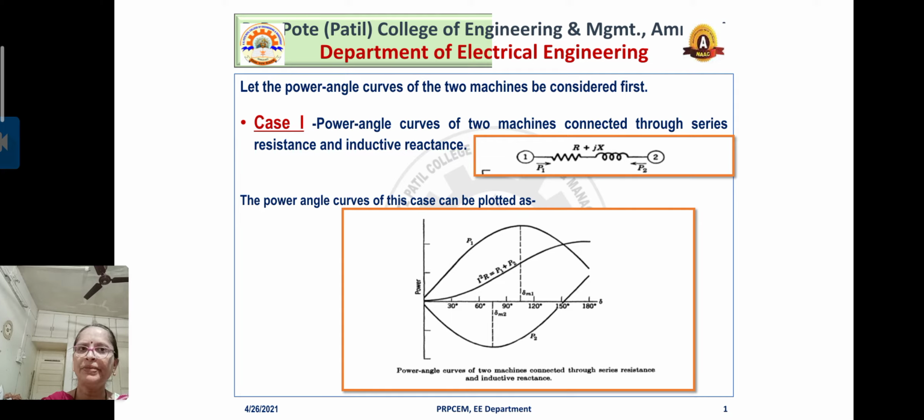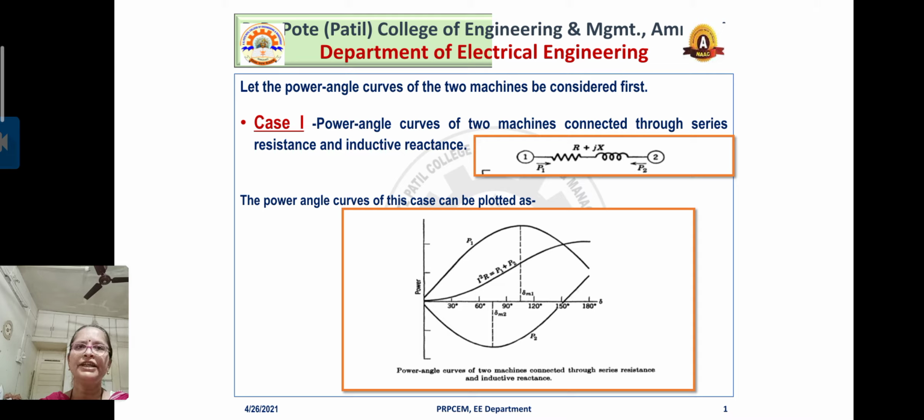Power angle curve P1 is from the generator side, therefore it has been drawn like this. P2 is for the motor, therefore it is in the negative half, so it is marked here. So for P1, as we mentioned here, the maximum occurs at delta M1, and for P2 the maximum input to the machine occurs at delta M2. So what you observe here, for the generator side, delta M1 is obviously greater than 90 degree and delta M2 is less than 90 degree.